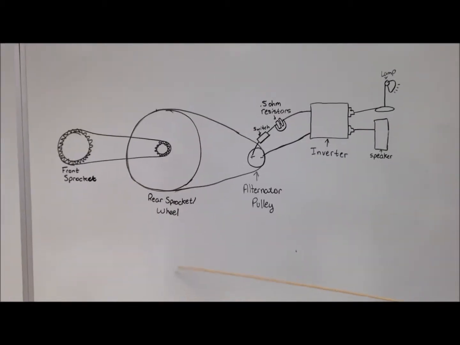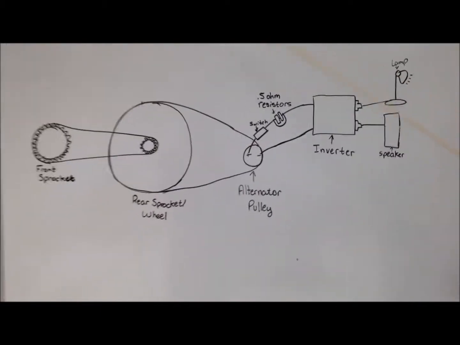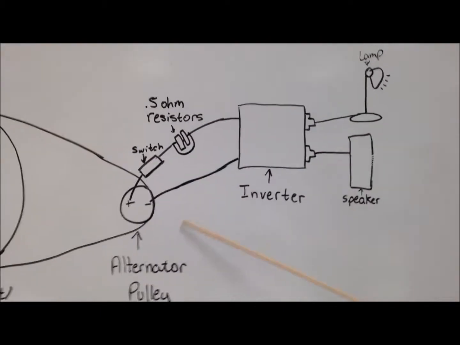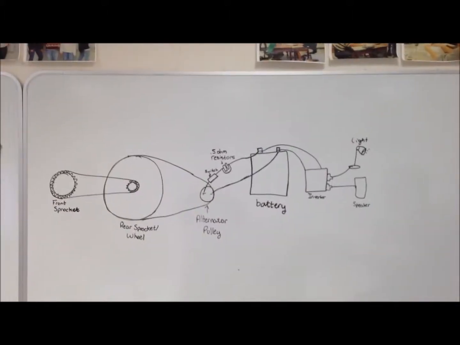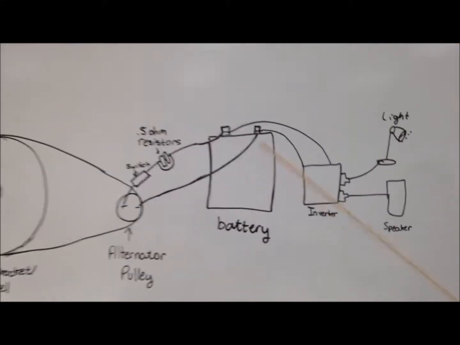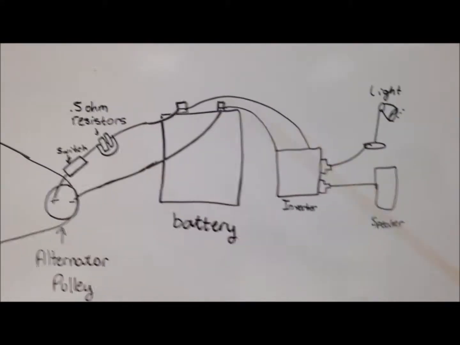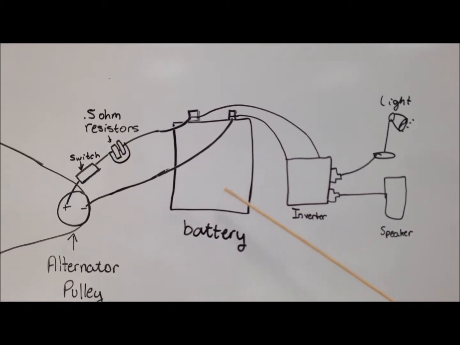As you can see is a drawn-out picture of our bicycle generator. This shows the alternator pulley being connected to a switch, 0.5 ohm of resistance, an inverter, and a speaker. This is another drawing of our bicycle generator setup. A battery was added in between the alternator and the inverter. This is a way to store the energy created instead of using it right away.